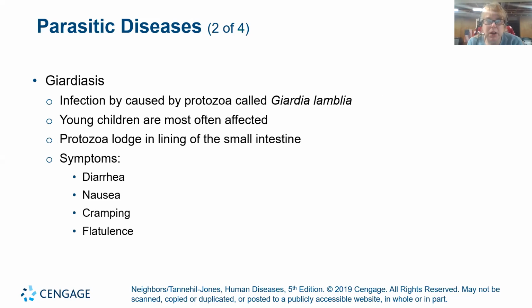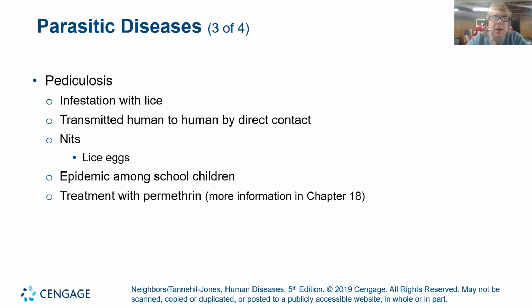The first one is giardiasis. It's caused by a protozoa called Giardia lamblia. Young children are most often infected. This protozoa lodges in the lining of the small intestine. They get diarrhea, nausea, cramping, flatulence. This is usually caused by water contamination.